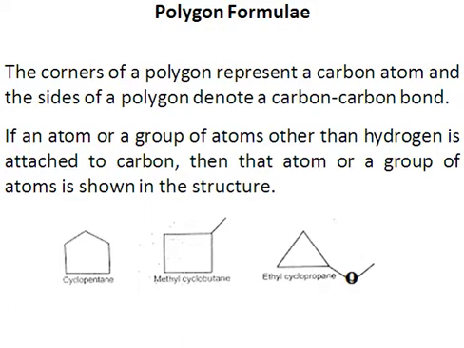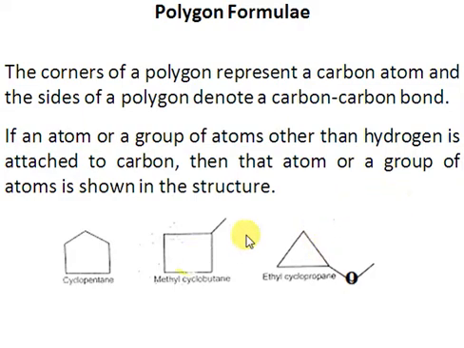Right? So just like in the bond line formula, this is the terminal carbon. This terminal carbon is indicating the presence of a methyl here. So again we have methyl here, right? And this is the corner of this polygon. When we say corner, it's a corner representing a carbon, and this line between the carbons is showing the bond between carbon and carbon, right?